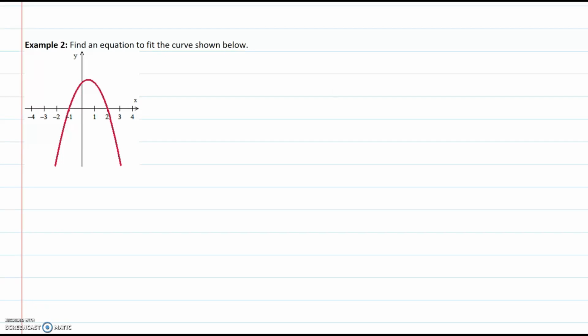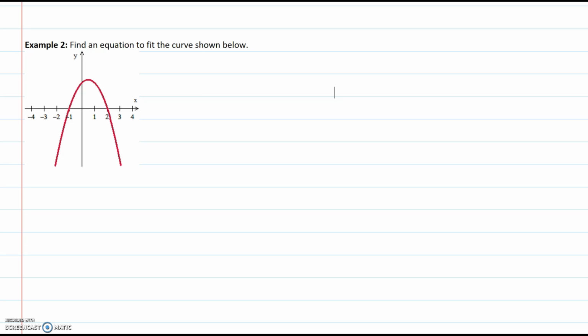Okay, so here we have a curve that has x-intercepts at -1 and at 2, and we have to find an equation to fit the curve. Now you'll notice that there's no scale on the y-axis here, which makes this a little bit easier for us. If there was a scale on the y-axis, we may have to do a little bit more work, but we're going to only concentrate on the x-intercepts.